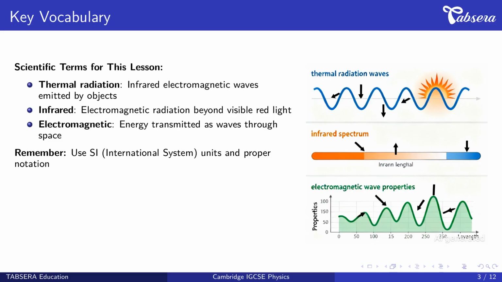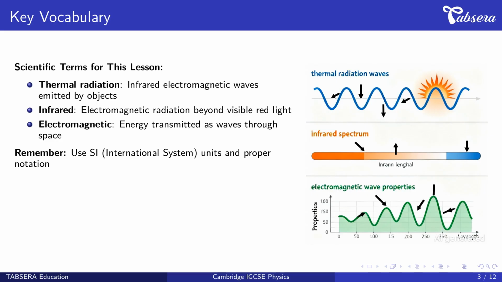Now let's define our key vocabulary. Each term is essential for understanding this lesson. First, thermal radiation, which means infrared electromagnetic waves emitted by objects due to their temperature. All matter above absolute zero emits these waves.